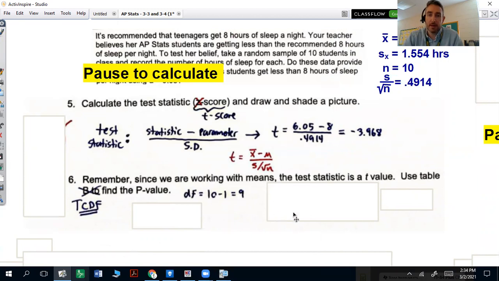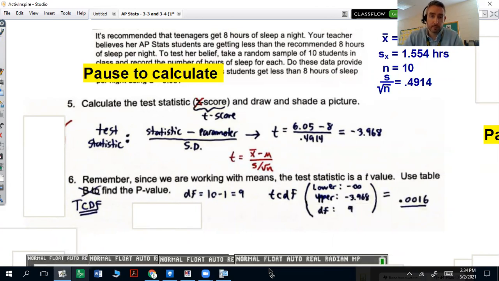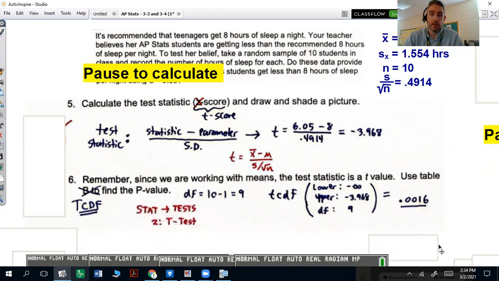Our degree of freedom is 10 minus 1 is 9. Our TCDF, your lower is negative infinity, your upper is negative 3.968. Your degree of freedom is 9. And you get 0.0016. But again, what does that mean? Well, a small p-value is indicative that you can reject the null hypothesis. So if that's what you were thinking, that's awesome.